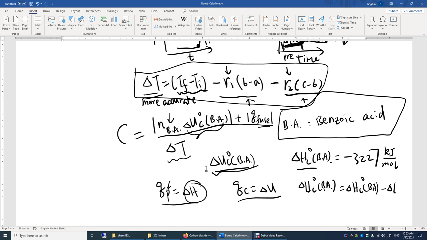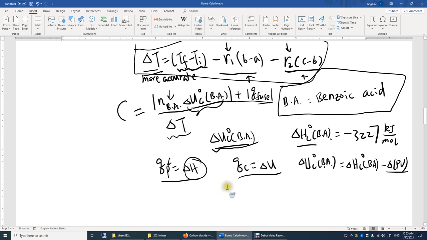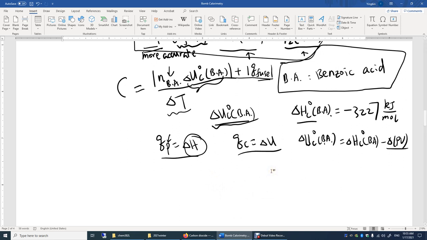Minus delta PV. Okay, over here, this is actually the change of PV per mole BA, per mole BA. So we have some more work to do. For benzoic acid, it may react with oxygen and form water and CO2 as well.